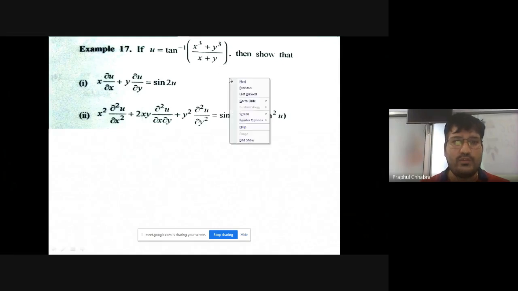If u is equal to tan inverse of x cube plus y cube upon x plus y, then show that x del u upon del x plus y del u upon del y is equal to sine 2u, and second, x square del 2u upon del x square plus 2xy del 2u upon del x del y plus y square del 2u upon del y square is equal to sine 2u times of 1 minus 4 sin square.